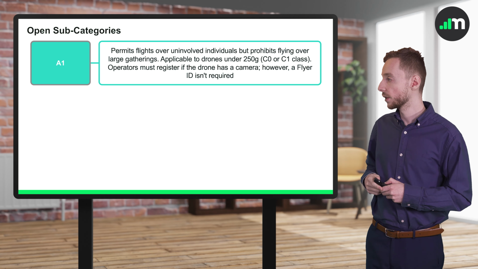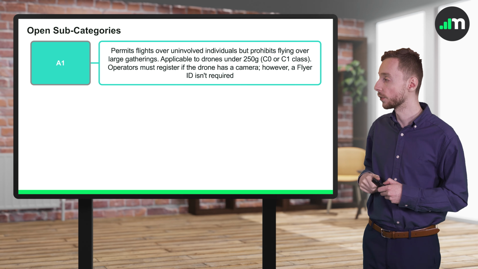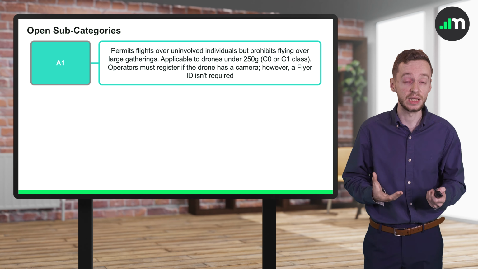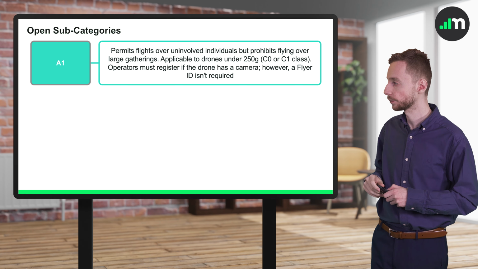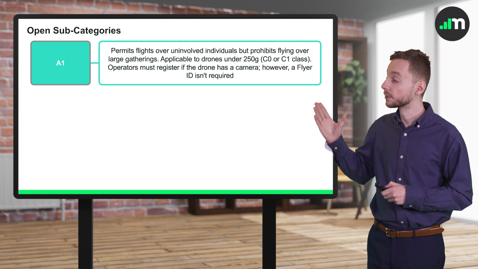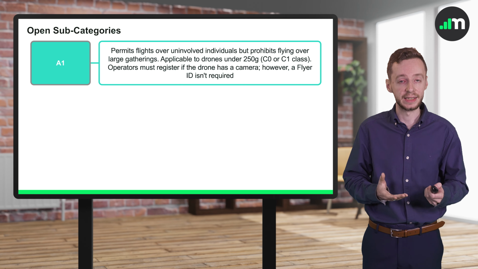Now, it says here that this is applicable to drones under 250 grams, and this, it says in brackets, the C0 and C1 class. We'll be exploring those classes in a second. So operators must register the drone if it has a camera. However, a flyer ID is not required.